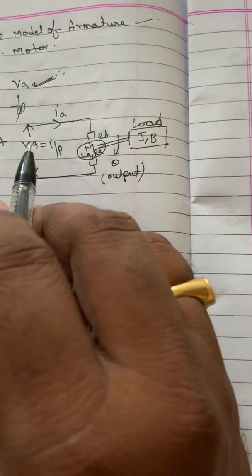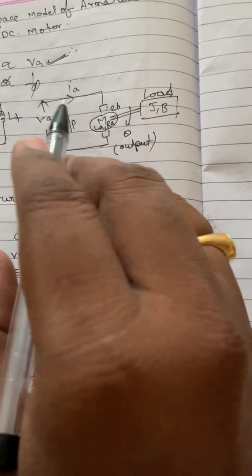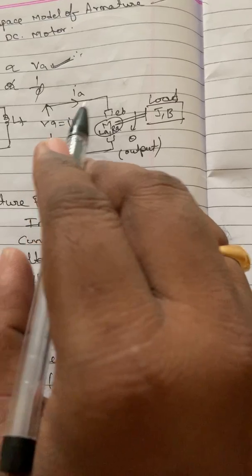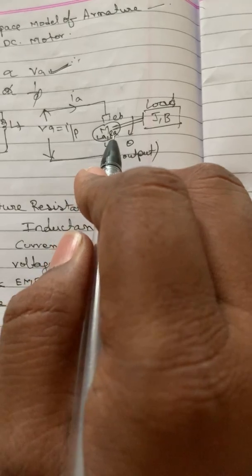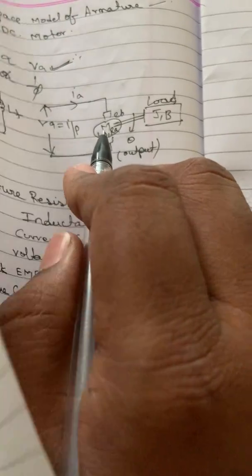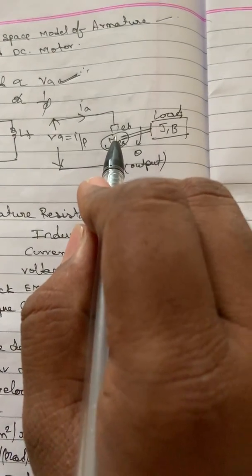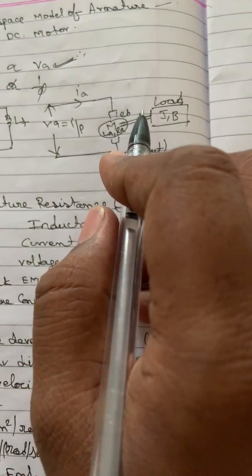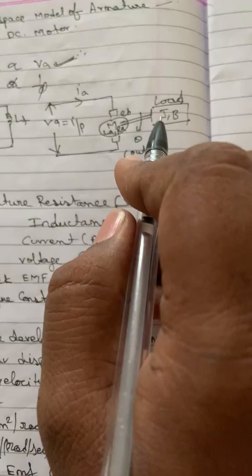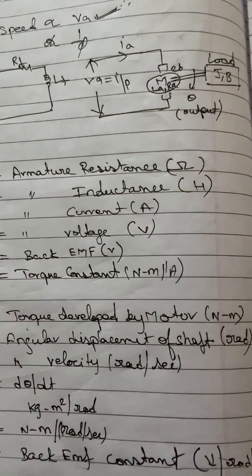So coming to the armature circuit, here the armature circuit consists of the armature supply voltage or terminal voltage, by which the armature current flows and is connected to the motor shaft. The armature winding consists of armature resistance and armature inductance. The back EMF will be generated here, and this motor shaft is connected to the external load, which has a moment of inertia J and viscous coefficient B. Now let us see how to first obtain the differential equations.